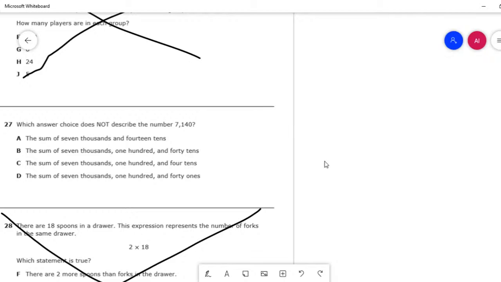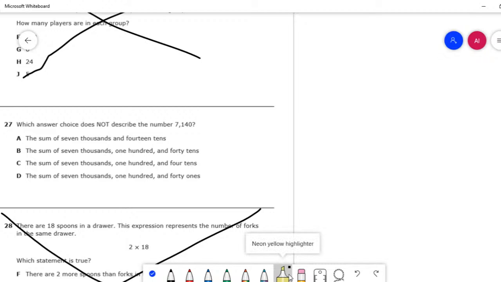the 2019 third grade math STAAR. And just like the last problem, this is the TEKS 3.2A. So let's just get started with reading the problem. It says, which answer choice does not describe the number 7,140?